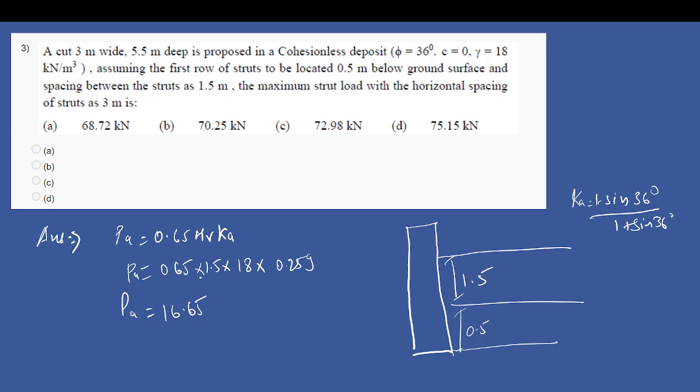Yes, sir. After that, I multiply with the spacing in horizontal, 1.5. Okay, and how much is the horizontal spacing? It's 3 meters, right? Yeah. So maximum PA is none other than 16.65 into 3.